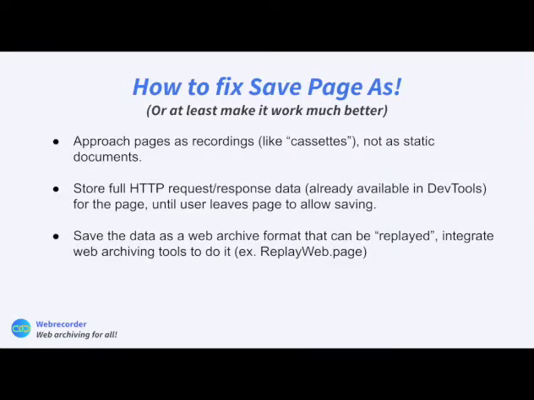And so how can we fix Save Page As? Well, we can replace how it works by essentially using the recording paradigm that already exists in DevTools. We can save all of the request and response data into an archive, which you can think of as sort of like a cassette that can then play back that content. And we have tools that can be used to replay it directly from the browser, as well as to download it and allow users to then open it again and play back the archived content. And so using this paradigm, we can really make Save Page As work much, much better than it does now.